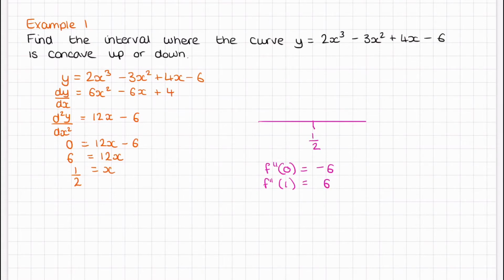So on our number line here, this is negative and this is positive. It is concave up where it is positive, so that is when x is greater than or equal to a half, and it's concave down where it's negative, which is for x less than or equal to a half.